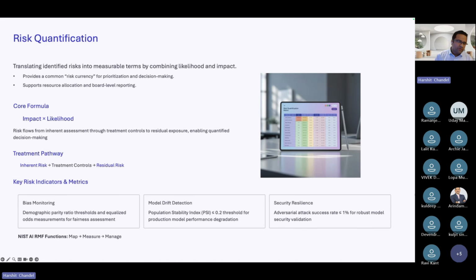Risk quantification, of course. Once you have identified risk, you have to quantify it to prioritize, and you prioritize your mitigation planning, your funding, your budgeting, etc. So, core formula: impact into likelihood, treatment pathways, inherent risk, treatment controls, and residual risk. Key risk indicators and metrics. These are some illustrative examples. There can be much more: bias monitoring, model drift, security resilience.